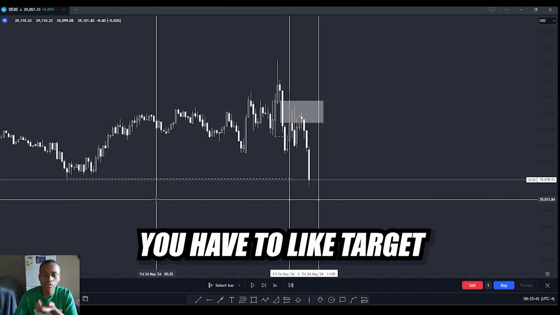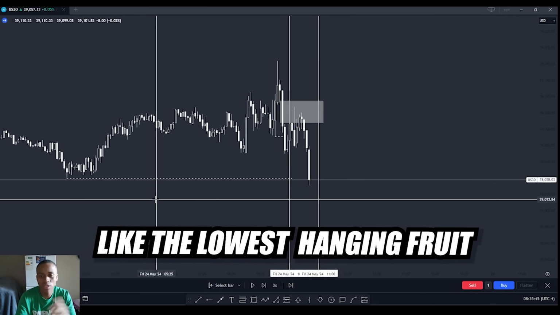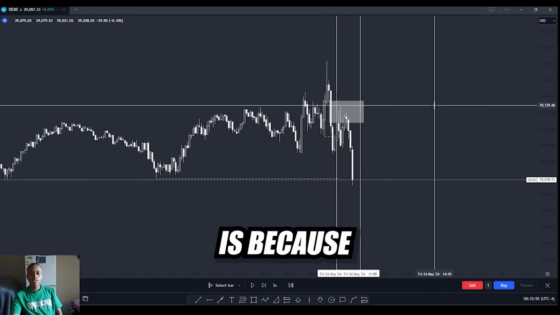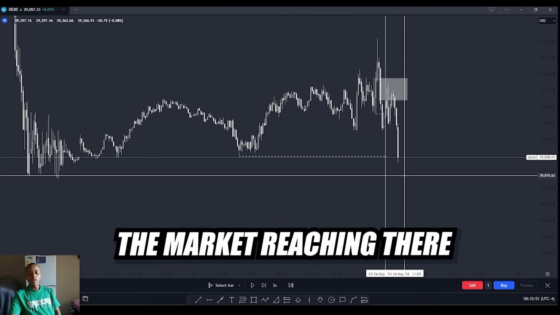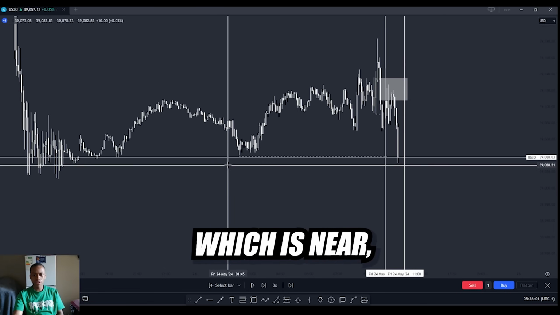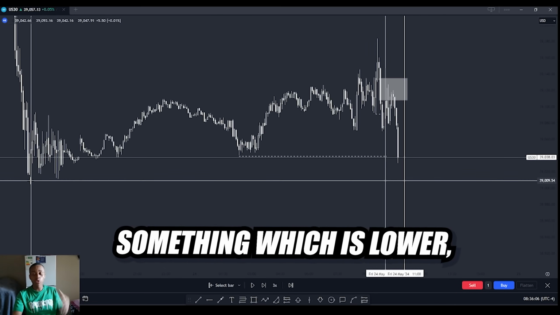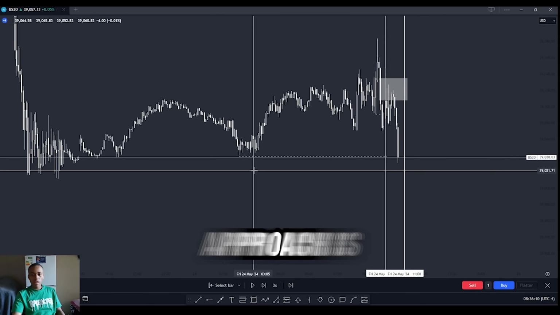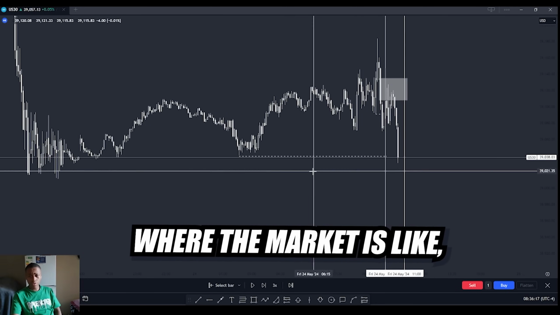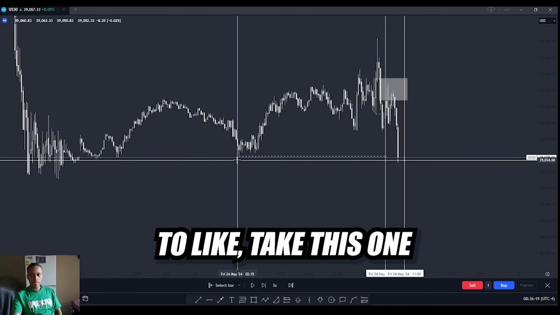And guys, remember you have to target the lowest hanging fruit, which is near to where the market is. Because being realistic, if you have something that you can reach which is near, why do you have to go for something which is lower? You see, the best approach is to target something which is near where the market is. So that's why I decided to take this one right here.